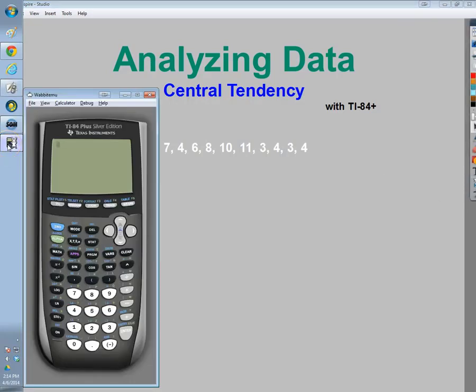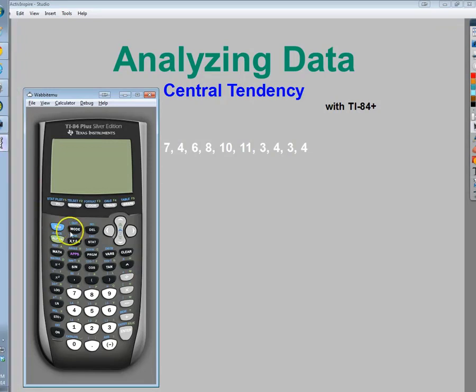Now when you have one set of data like this, you want to just punch it in as a list. In order to edit a list, you go to the Stat button. So go in, and then under the Edit menu, just click Enter for number 1.